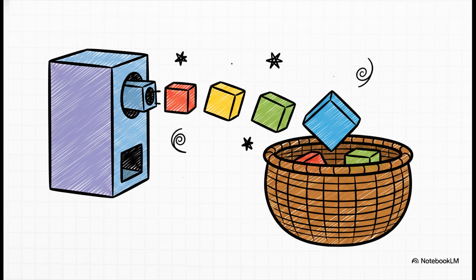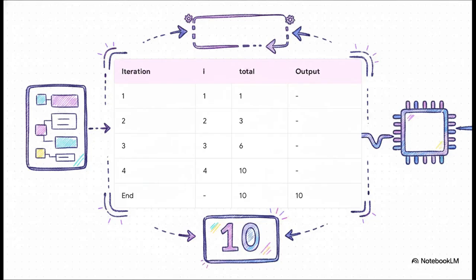We start with a total of 0. Then we've got a counted loop for I in range 1 to 5. Inside the loop, we update the total by adding I to it, and then we print that new total. Now, a super crucial thing to remember about Python is that range 1, 5 generates numbers starting at 1, but it stops just before 5. So we're specifically looking at the sequence 1, 2, 3, and 4. Let's actually map out the computer's memory step by step.